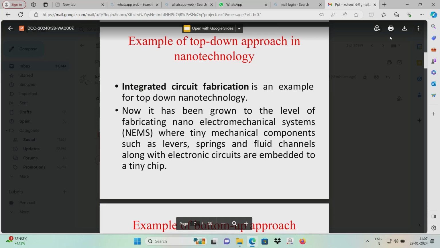Here, integrated circuit fabrication is mainly used in top-down nanotechnology. It has grown to the level of fabrication that we call NEMS, where NEMS is nothing but the nano electromechanical system. In this, we take tiny mechanical components like levers, springs and fluid channels, along with electrical circuits embedded in tiny chips.